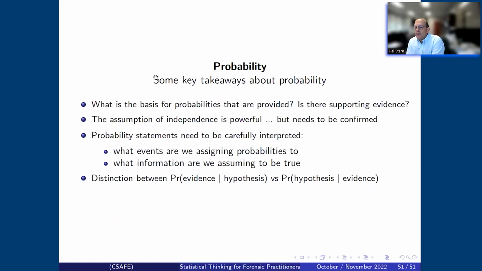What do I hope you take away from this? When probability is coming up in a forensic setting, we should think about what is the basis for the probabilities. What is the evidence? That was lacking in the Collins case, but we have it when we do diagnostic tests. We know how those tests work based on laboratory studies. We should recognize that the assumption of independence is very, very powerful, but that it needs to be confirmed, that it's not true just because you say it.